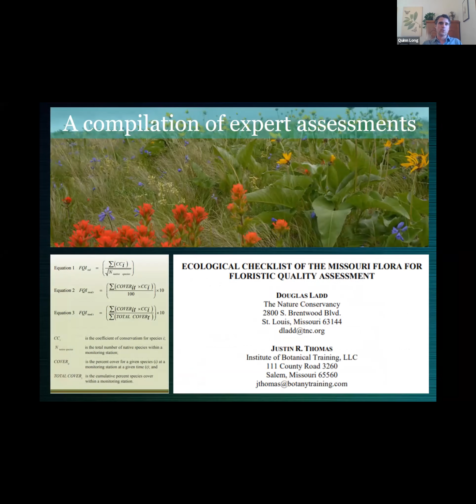For our more visual approach, we looked to coefficients of conservatism. For those of you not familiar with this, this is a quantification of the fidelity of native plants to high quality intact natural communities. So it's both quantitative, but there's also a qualitative aspect in that it's based on expert opinion.